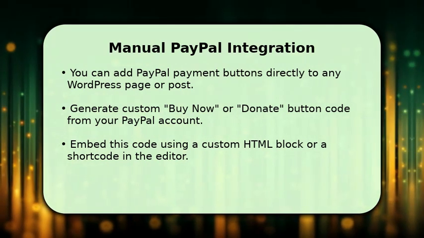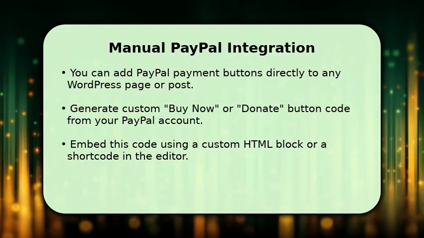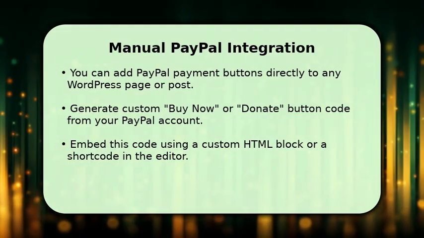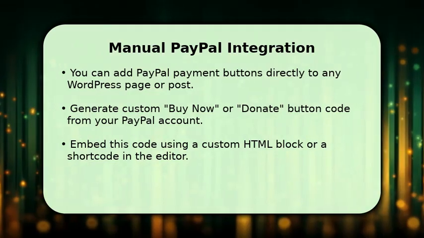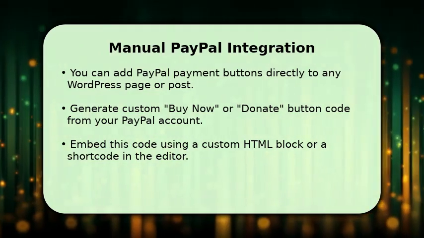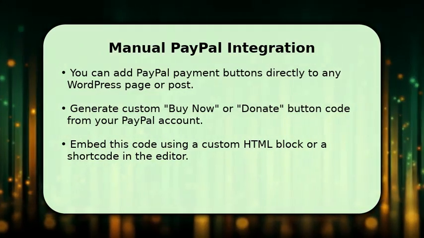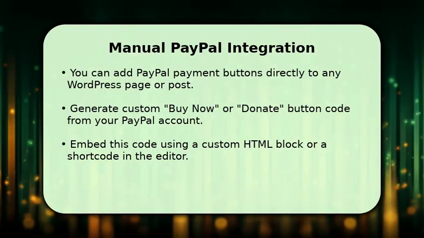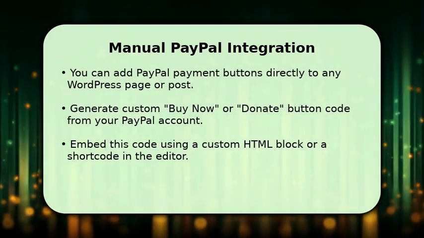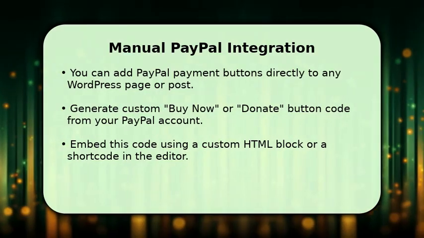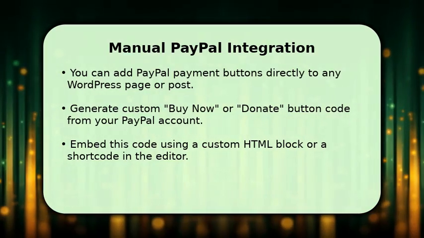For simpler needs, or if you prefer not to use a full e-commerce plugin, manual integration is an excellent option. You can generate specific PayPal buttons, such as Buy Now or Donate, directly from your PayPal business account. Once you have the button code, you can easily embed it into any WordPress page or post using a custom HTML block. This gives you direct control over where and how your payment options appear.